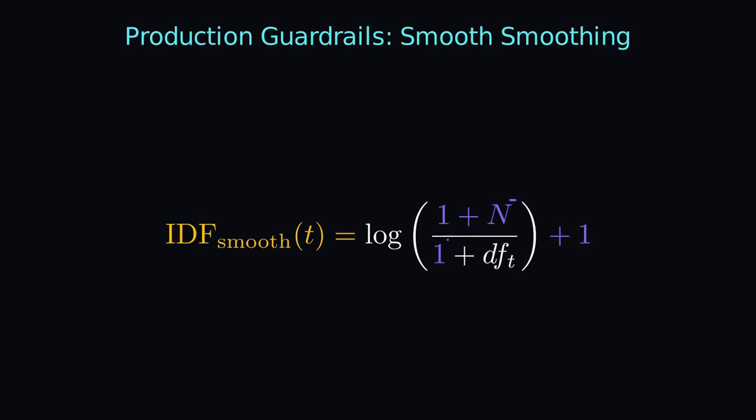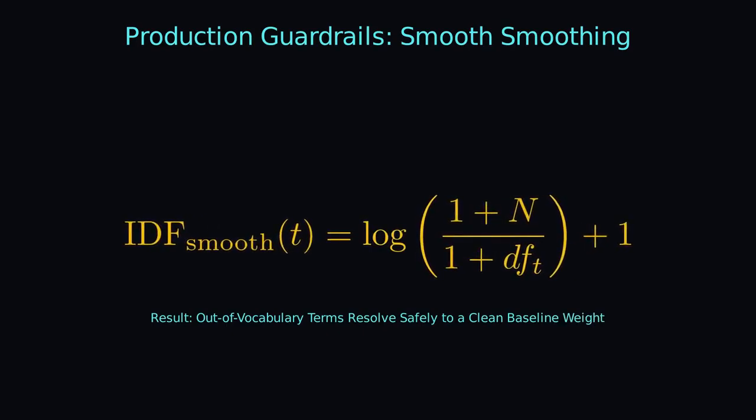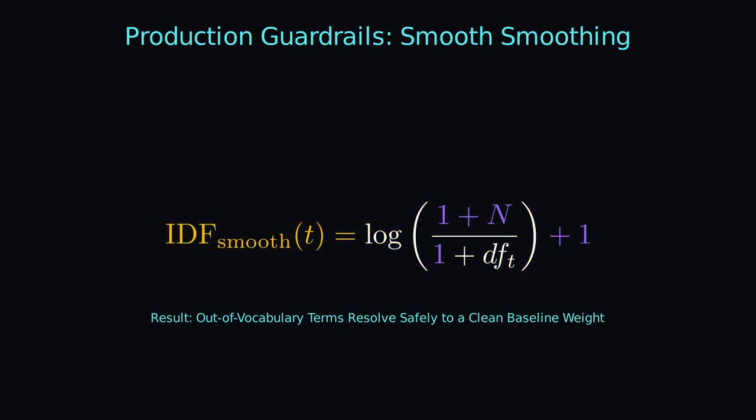By injecting a constant value of +1 directly into the denominator, we guarantee it can never drop to 0. We also add a +1 outside the log function to ensure that rare words don't completely vanish from the vector map. With these smoothing adjustments, a completely unknown word safely resolves to an explicit, predictable score. This mathematical defense ensures that your feature matrices remain structurally sound, stable, and ready for deployment in unpredictable real-world applications.